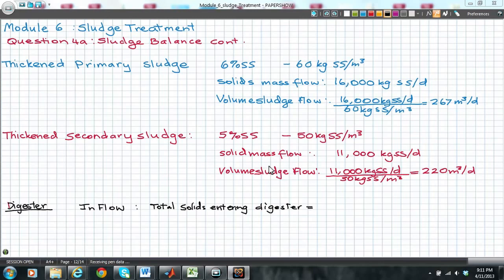This is going to be the summation of the solids entering in the primary sludge plus the solids entering in the secondary sludge. The thickened primary and the thickened secondary, that is. So that is 16,000 kilograms of suspended solids per day in the thickened primary sludge plus 11,000 kilograms of suspended solids per day in the thickened secondary sludge to get a total of 27,000 kilograms of suspended solids per day entering the digester.